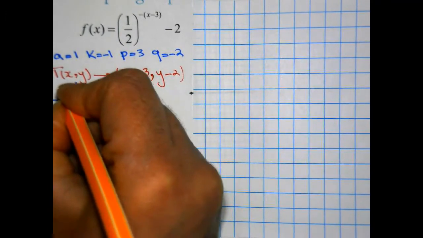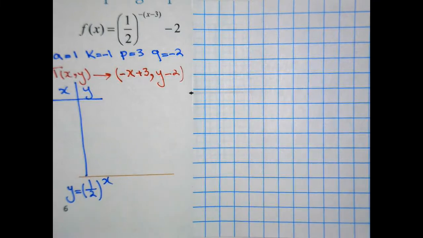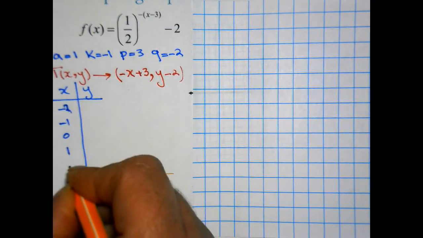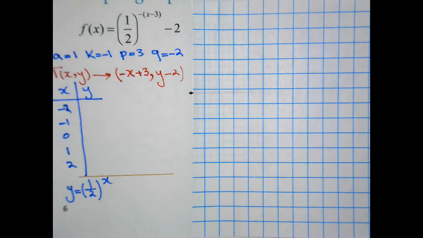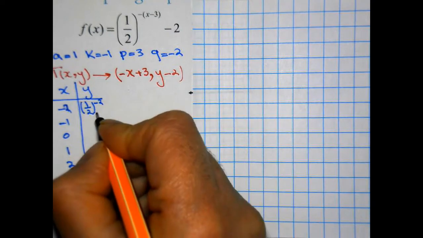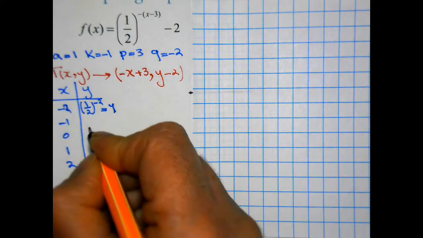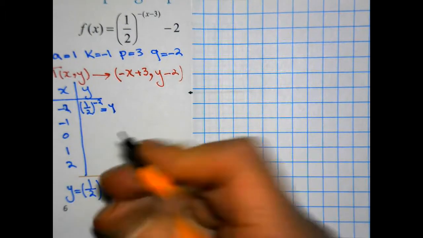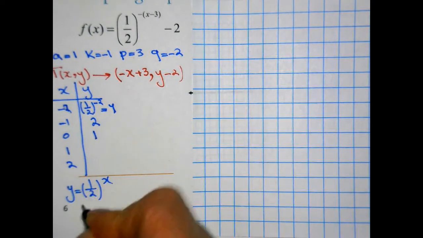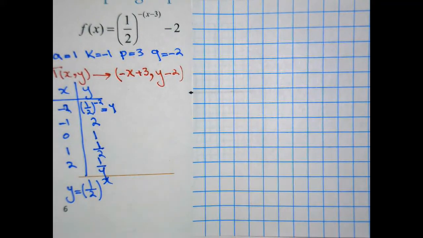So we make the table of values for our basic function, which is 1/2 to the exponent x, -2, -1, 0, 1, and 2. 1/2 to the exponent -2 is the same as the reciprocal, so 2 squared, which is 4. 1/2 to the exponent -1 is 1/2 reciprocal and then to the exponent 1, so it's 2. 1/2 to the exponent 0 is 1. 1/2 to the exponent 1 is 1/2, and 1/2 to the exponent 2 is 1/4.